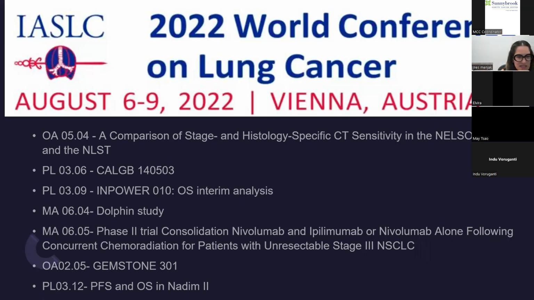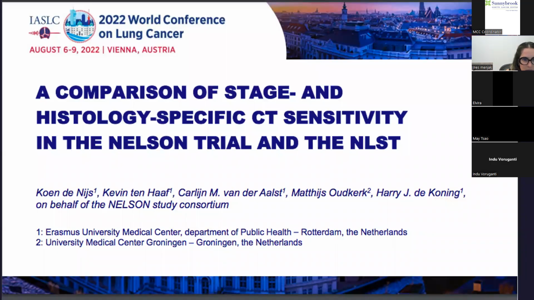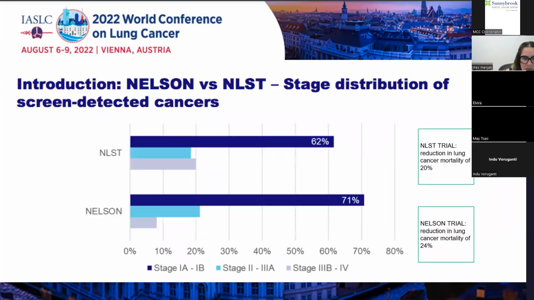In my presentation, I will talk about 6 abstracts. It is focused on the early stage screening of lung cancer and also stage 3A to 3B. The first presentation is about the comparison of stage and histology-specific CT sensitivity in the Nelson trial and the NLST trial. As we know, Nelson and NLST are both screening trials which demonstrated a reduction of lung cancer mortality using low dose CT in patients at high risk of lung cancer.